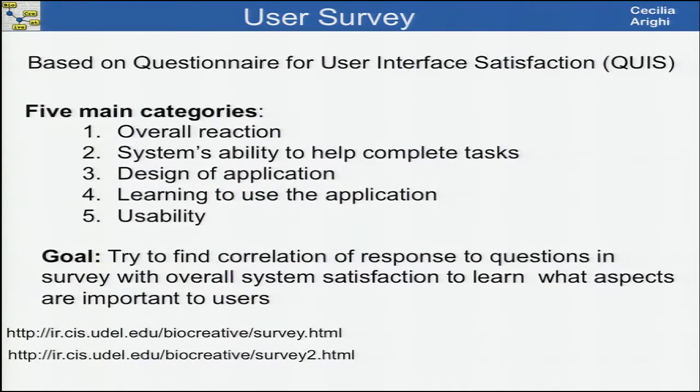So the user survey is based on a standard questionnaire for user interface satisfaction, and it basically covers 5 main categories: the overall reaction to the system, the system's ability to help complete the task, we look at the design of the application, the learning of using the application, and the usability. And the goal is to try to find the correlation of responses to these questions within those 5 categories with the overall satisfaction to the system to see what aspects are more important. And here, in these 2 links, you can see examples of the survey.